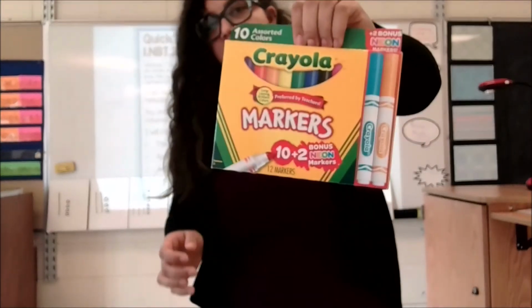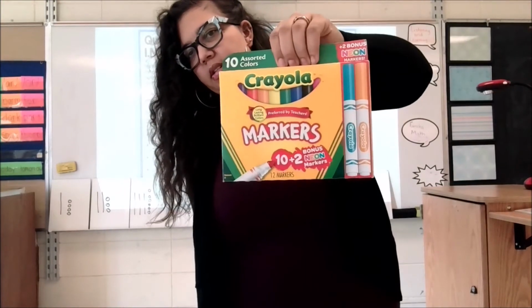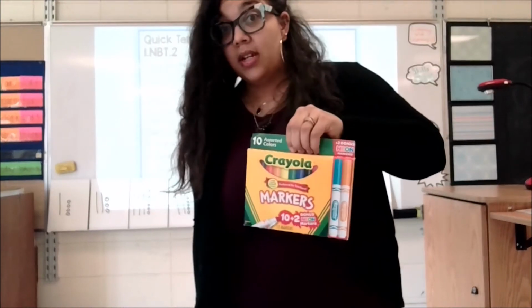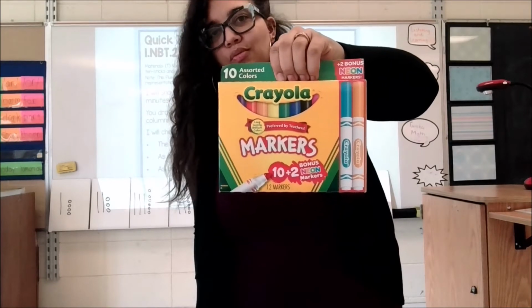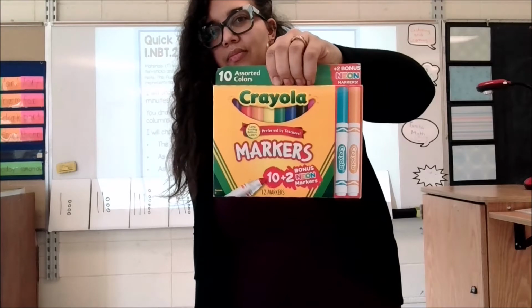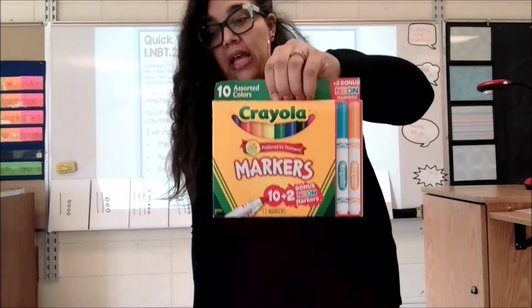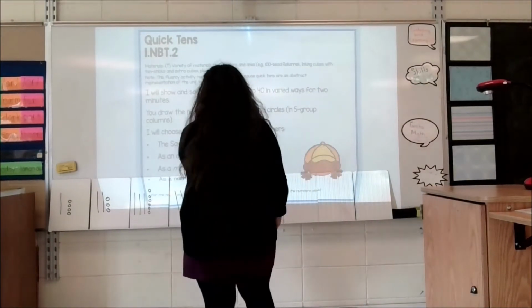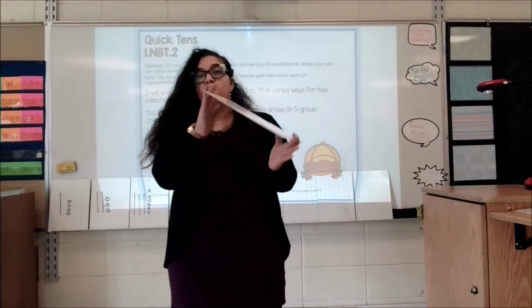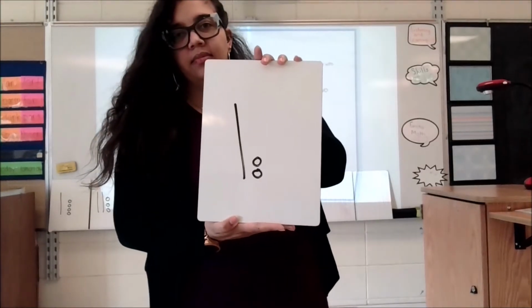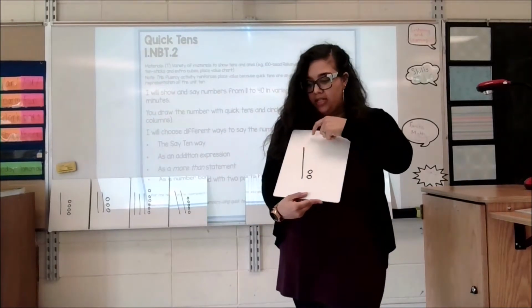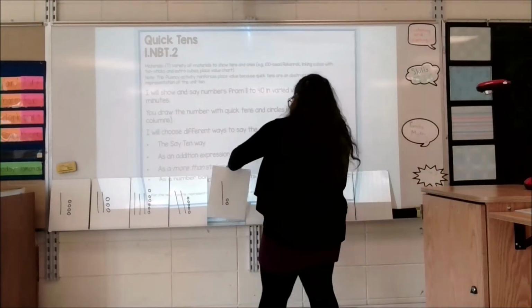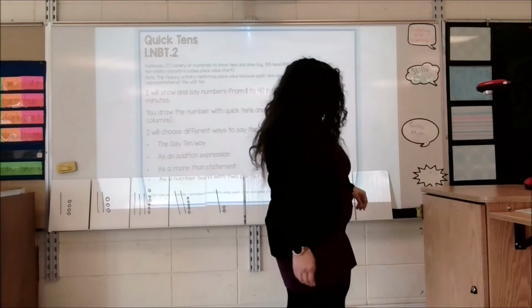Okay, the next one we have is, boom! What is this number depicted in this number sentence? Ooh, tens and ones. Quick tens. Good job. Okay, and reveal. Tens and ones. That is 12. Good job. 1 ten and 2 ones. That is 12. I have 12 markers in that box. Good job.